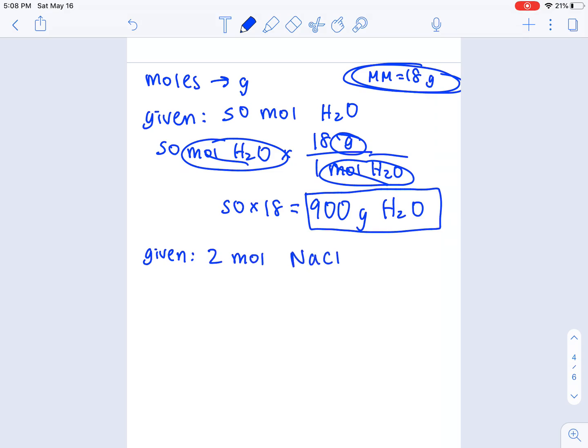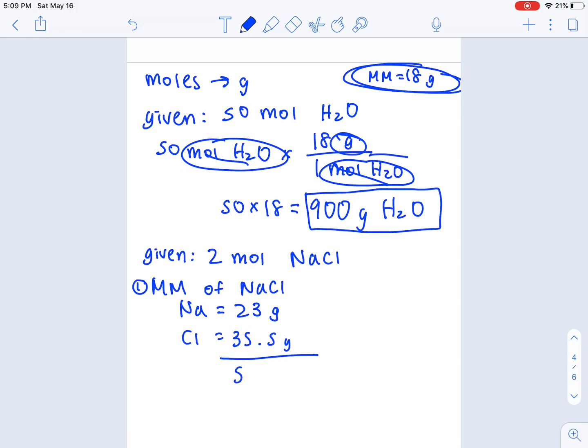of NaCl. Okay, so our first step here would be find the molar mass of NaCl. That's our first step. So, NaCl. Na is around 23. Remember, reference back to your periodic table. And then we have Cl, chlorine, which is around 35.5. So let's add those together. So 35.5 plus 23 is 58.5 grams NaCl per 1 mole.